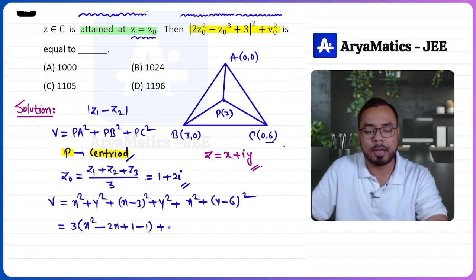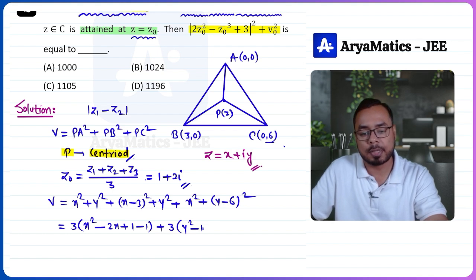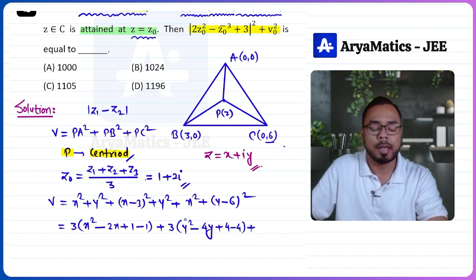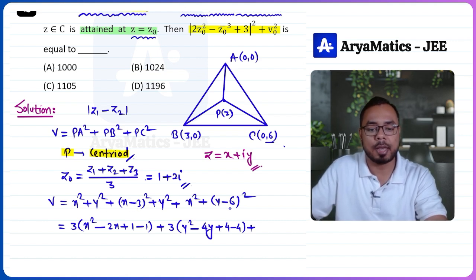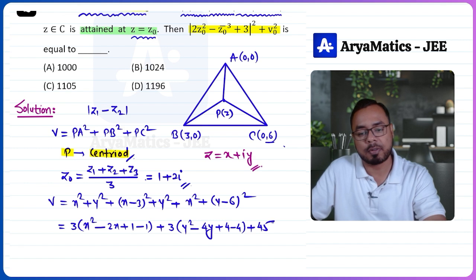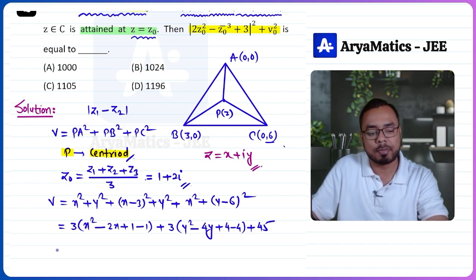And similarly, from the y term, you can take again 3 common. So you'll get y square minus 12y, but we have taken 3 common, so minus 4y. For creating a perfect square, plus 4 minus 4. And from here you will get 9, and 9 plus 36 will give us 45. So this is the expression for V.